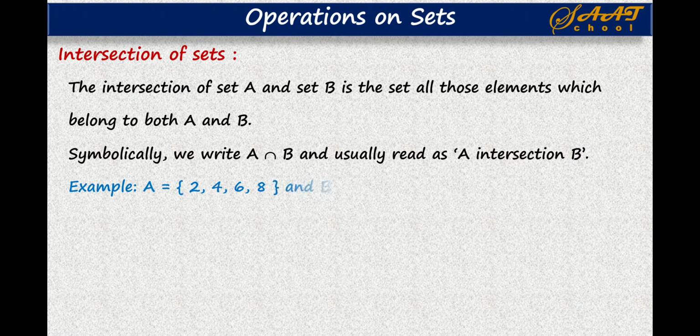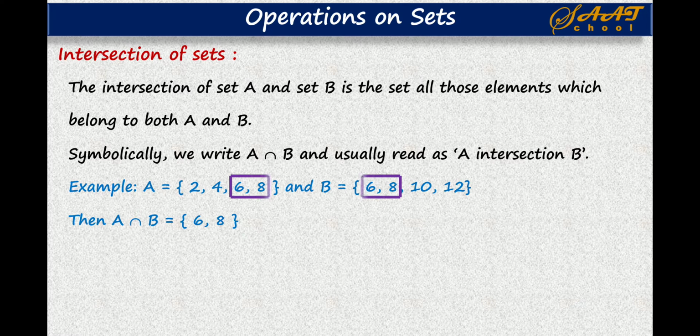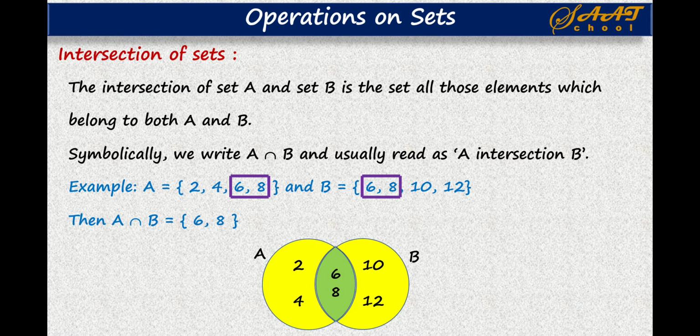Here is an example. A and B are two sets. So here we have common elements 6 and 8. These are common elements between A and B, and the intersection of A and B is 6, 8. Now this is the Venn diagram for A, B. The green part represents the intersection of A and B. So A intersection B is 6, 8.